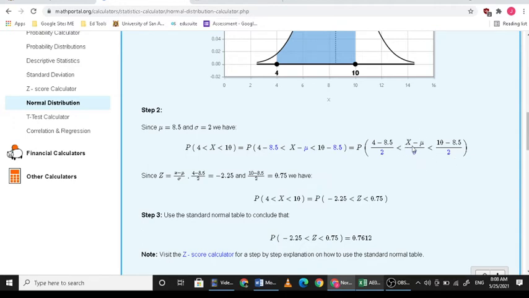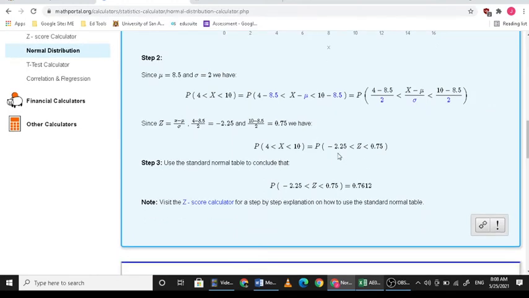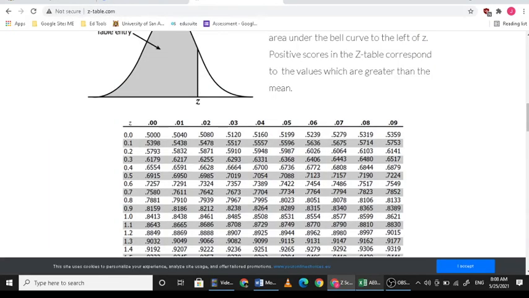This is your x minus mean all over sigma, the standard deviation. So, for the first one, 4 minus 8.5 divided by 2 is negative 2.25. And 10 minus 8.5 divided by 2 is 0.75. Okay? So, ang value nga napangita nyo is from negative 2.25 to 0.75. So, paunta na yung 0.75. 0.75 is 0.7734.